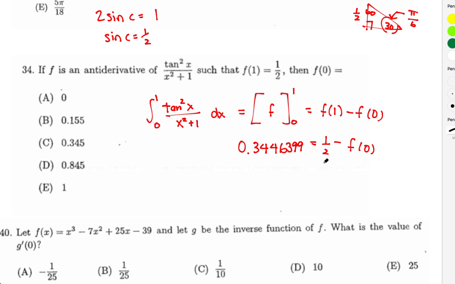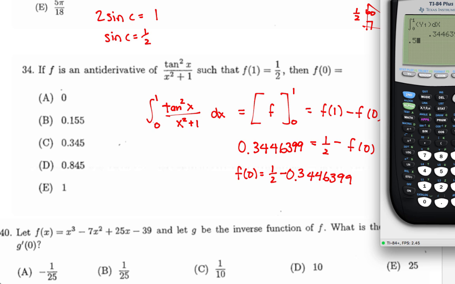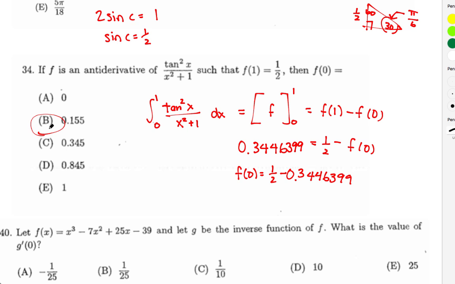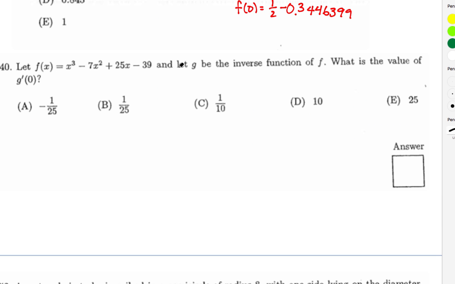0.3446. In order to solve, we have f of 0 equals 1/2 minus that value that we got. So we have 0.5 minus that answer that we got, and we want to use that exact number. And so our answer is 0.155. B is our answer.